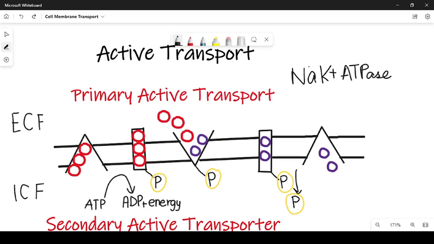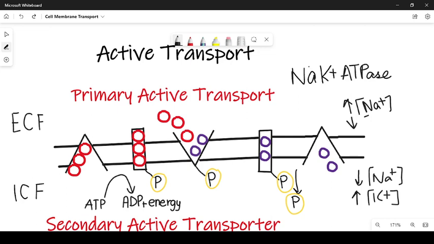Another thing to keep in mind is that the intracellular space has a lower concentration of sodium ion but a higher concentration of potassium ion. In contrast to that, the extracellular space has a higher concentration of sodium ion but a lower concentration of potassium ion. So therefore, the sodium-potassium ATPase is moving potassium and sodium against their concentration gradient.